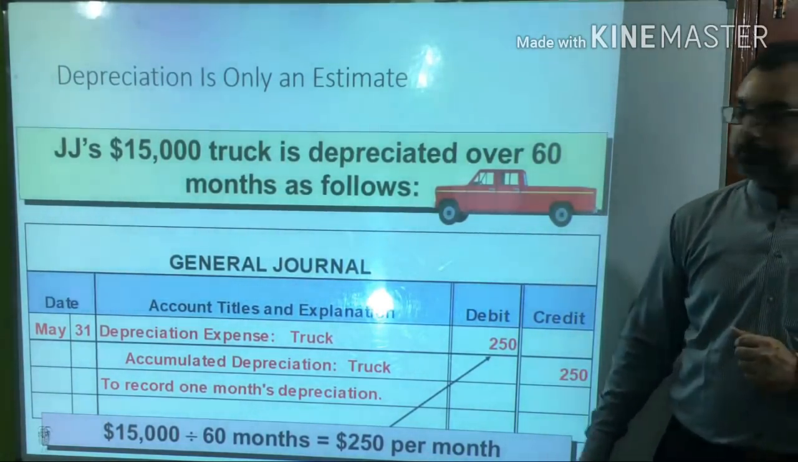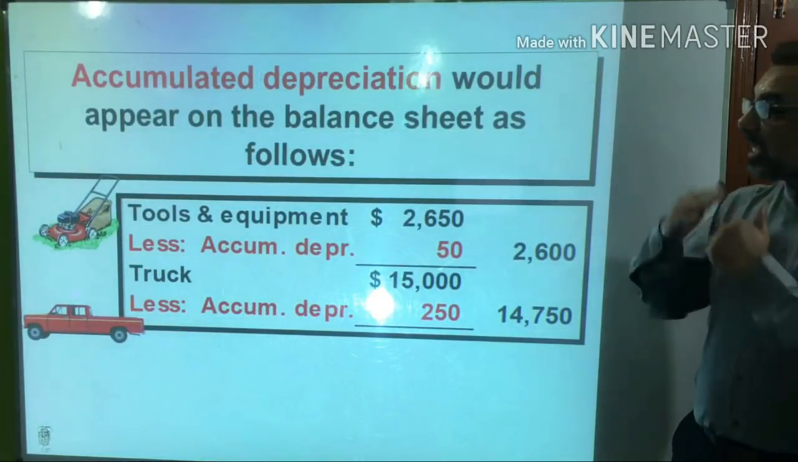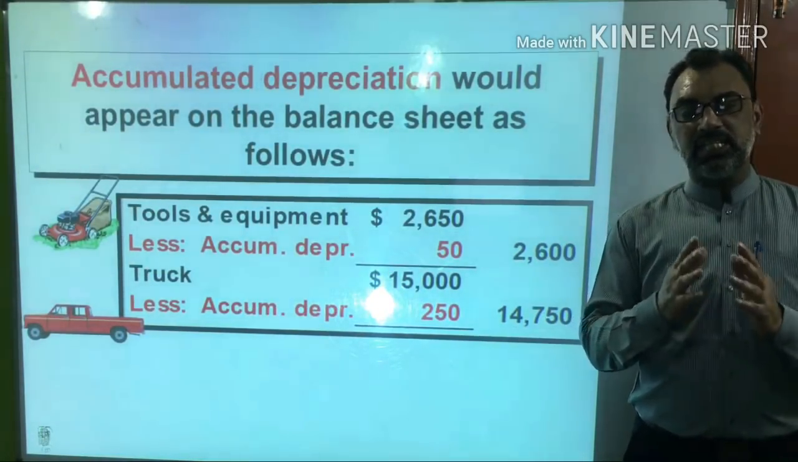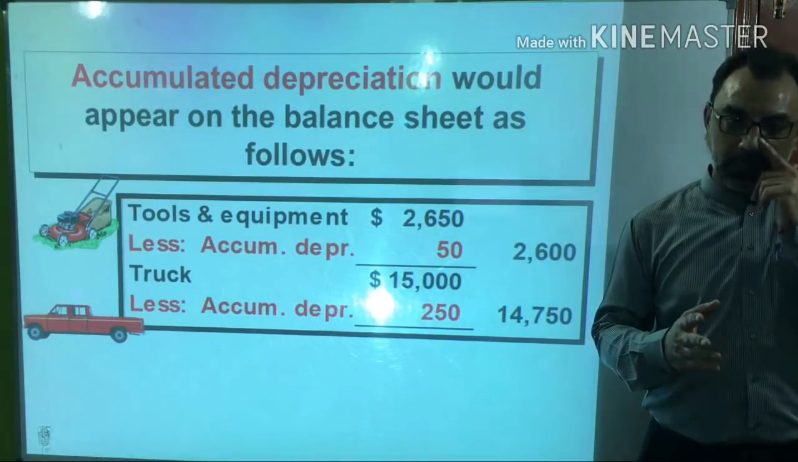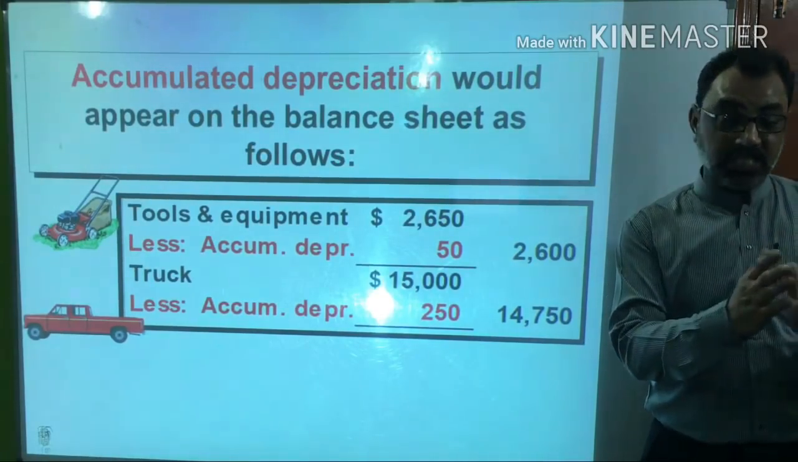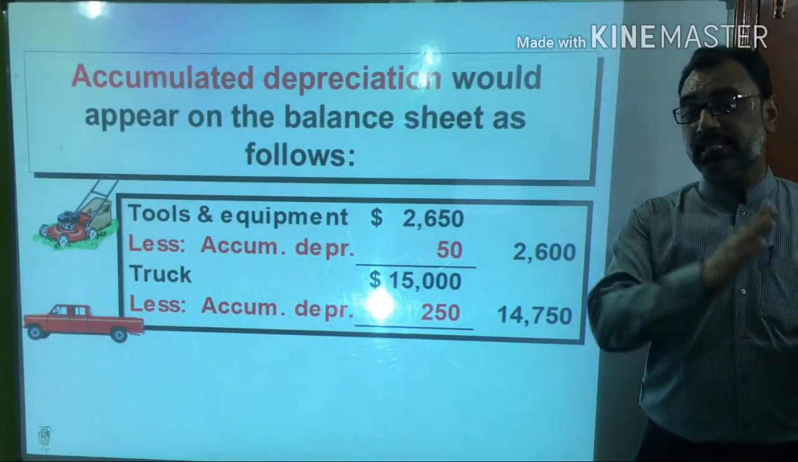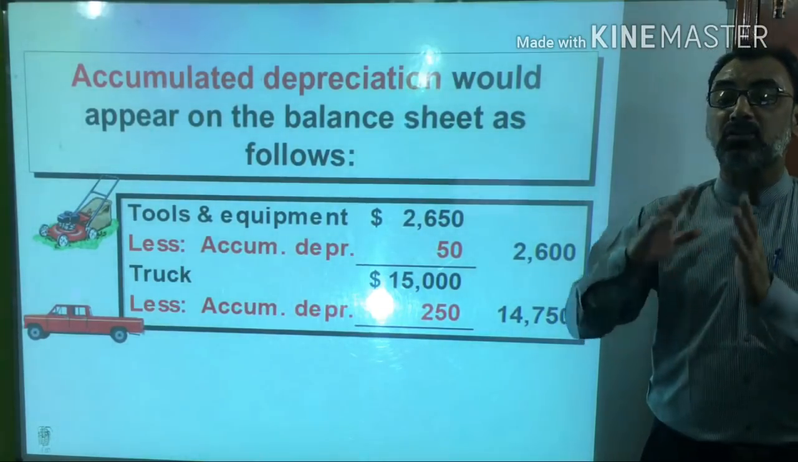Now the depreciation expense is the amount of expense, and this will affect the income statement, whereas the accumulated depreciation is part of the real account.